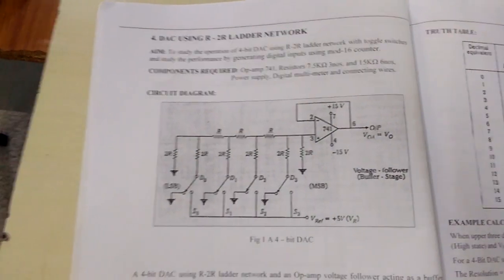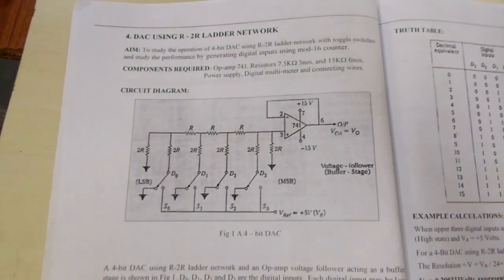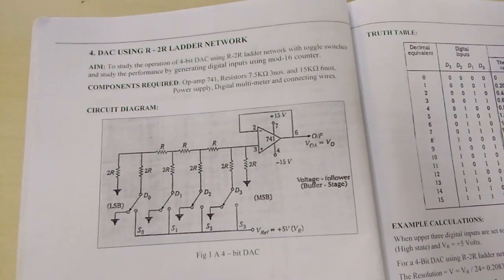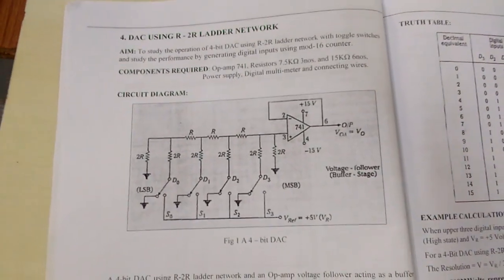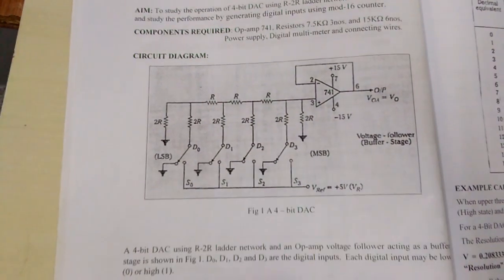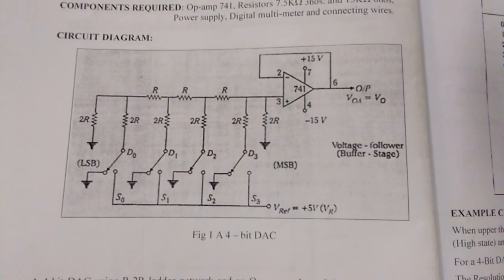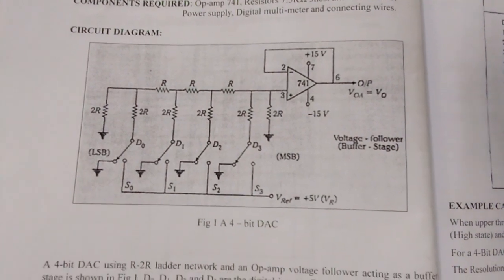Today I am going to demonstrate the R2R DAC experiment. It's also called ladder network. I am showing you the circuit diagram. This is the circuit diagram for R2R 4-bit DAC. We are using 4-bit only.